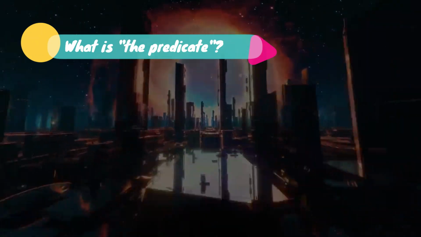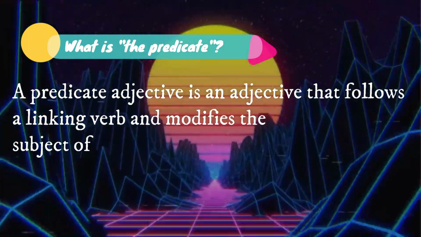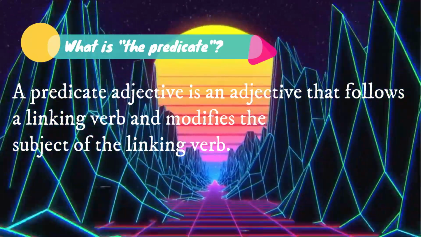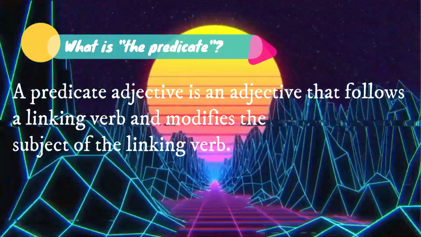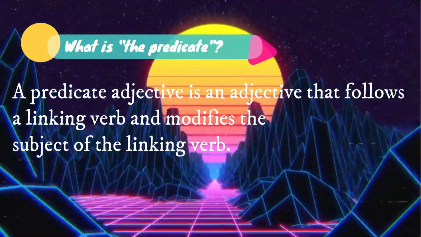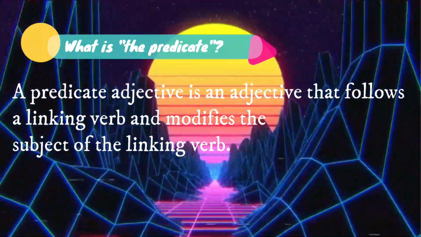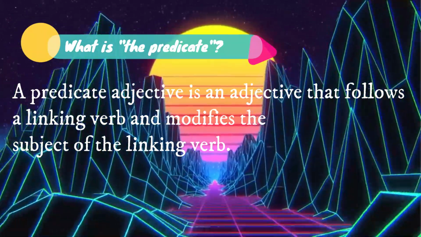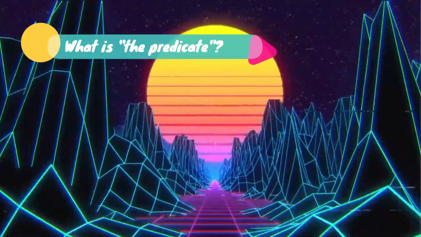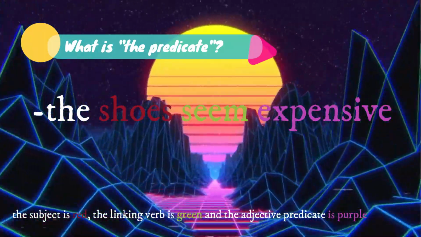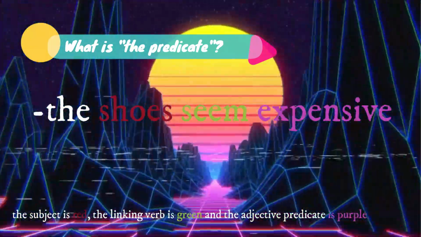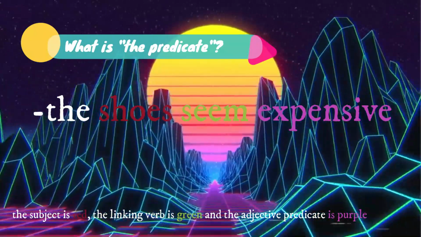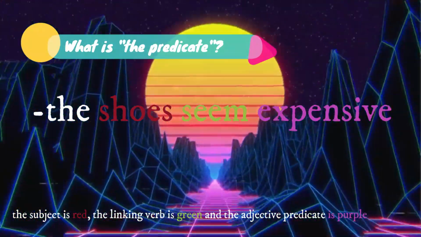A predicate adjective is an adjective that follows a linking verb and modifies the subject of the linking verb. A predicate adjective contrasts with an attributive adjective, which usually comes immediately before the noun it modifies. For example, the shoes seem expensive. Here, the subject is the shoes, the linking verb is seem, and the predicate adjective is expensive.